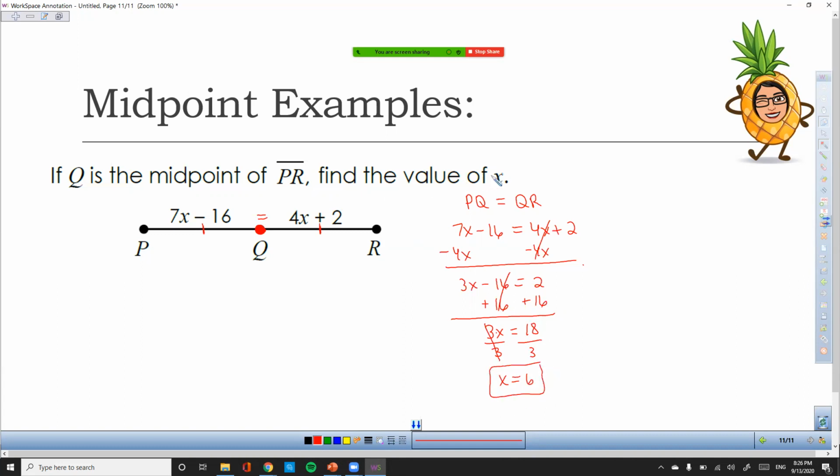Again, the question is asking me to find the value of x, and I found that the value of x equals 6. Knowing that since point Q is my midpoint, right in the middle, I know that these two segments are equal to each other, and that's how I was able to set up my equation.